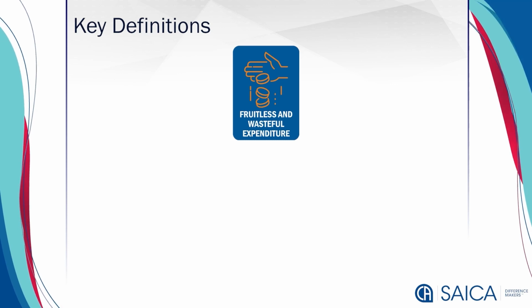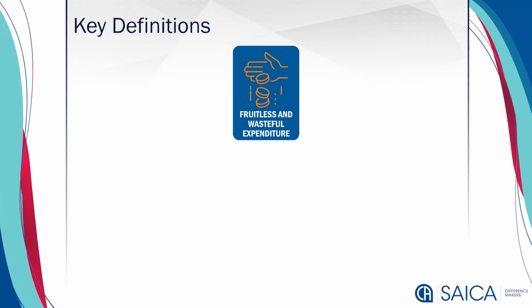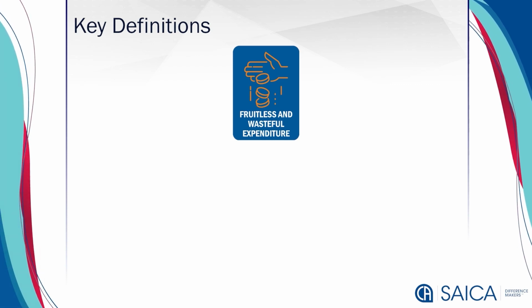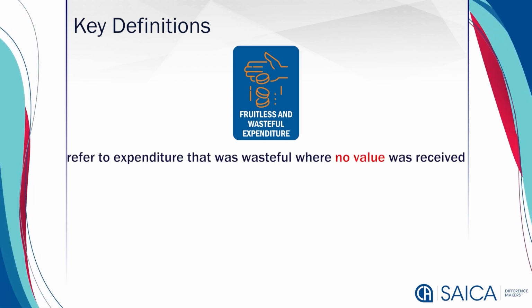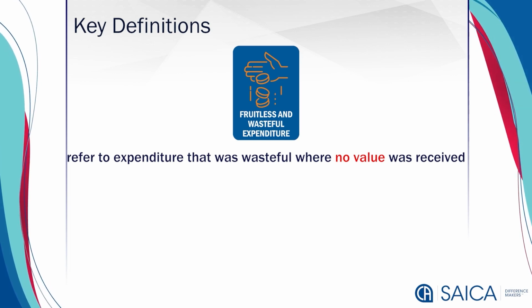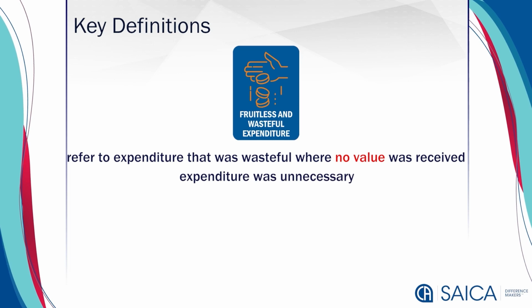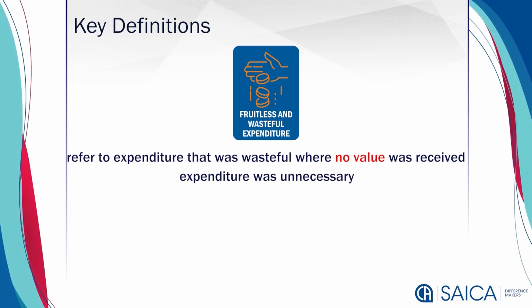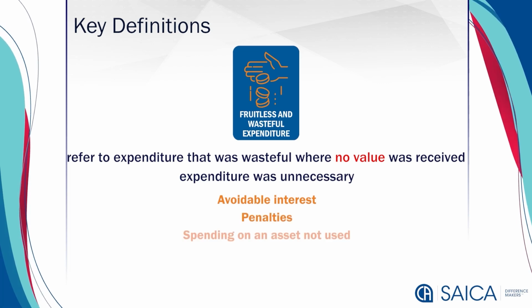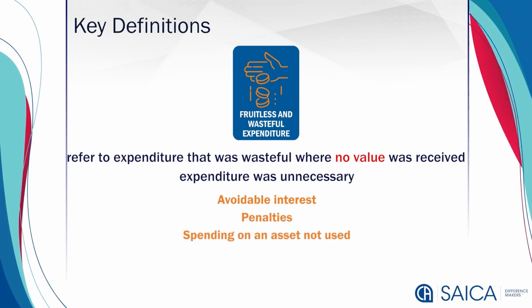Fruitless and wasteful expenditure means expenditure which was made in vain and would have been avoided had reasonable care been exercised. Simply put, this would refer to expenditure that was wasteful when no value was received for such expenditure, or that the expenditure was unnecessary. Examples of such expenditure are avoidable interest, penalties, or spending on an asset when it was not used.